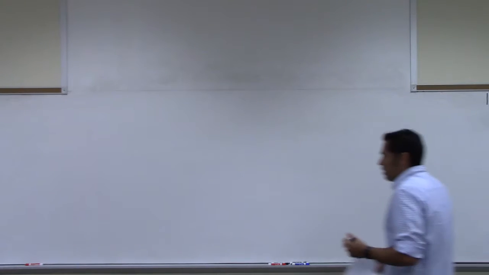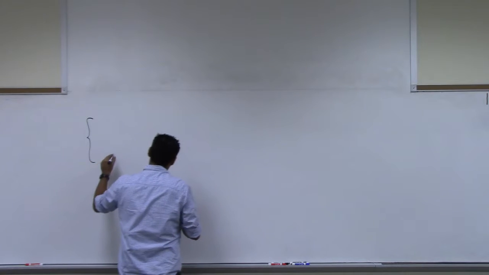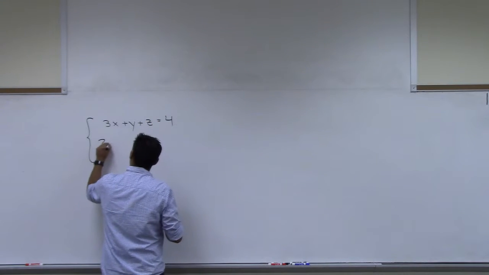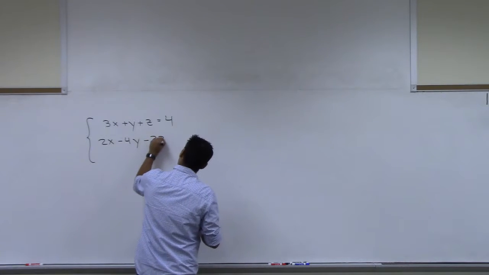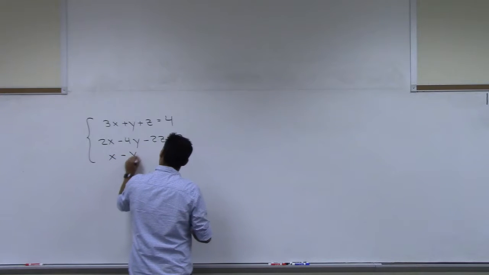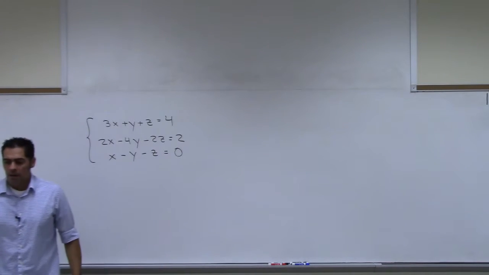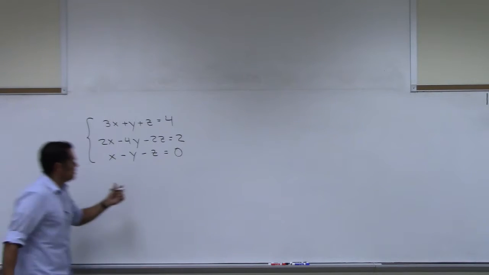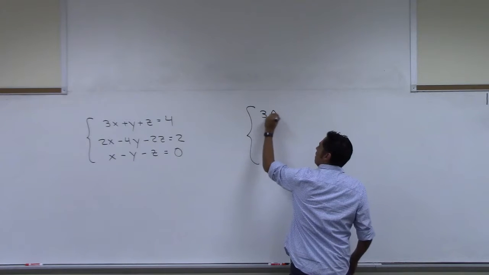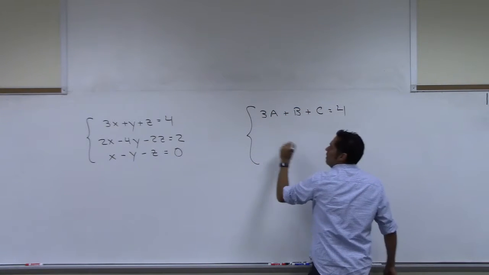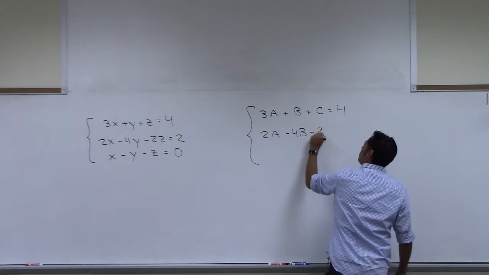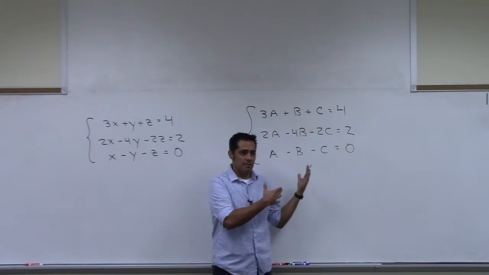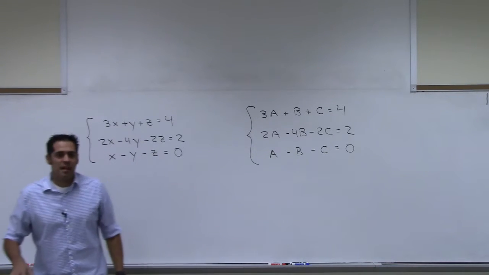Okay, so look. If we're trying to solve a system of 3 equations, 3 unknowns, let me first say that on the problems we were doing last class, we did not have X, Y, and Z. We had A, B, and C. So if we had a problem that looked like this, 3A plus B plus C equals 4, and then 2A minus 4B minus 2C equals 2, and then A minus B minus C equals 0, that's what we would have been looking at, okay? But the method is the same on how to solve these systems.